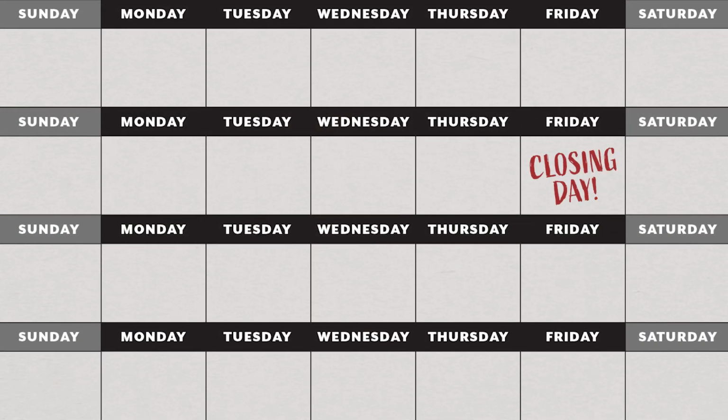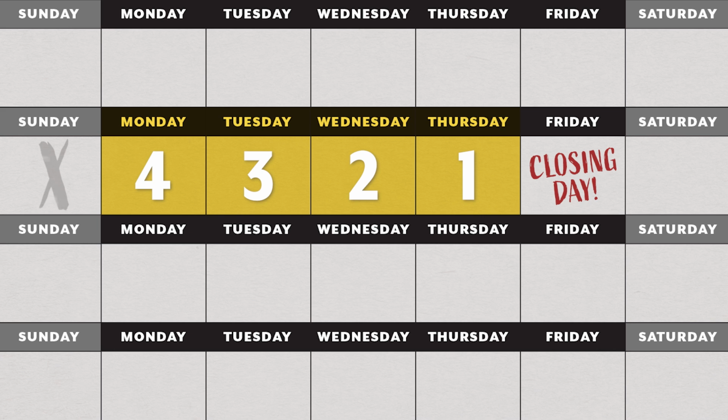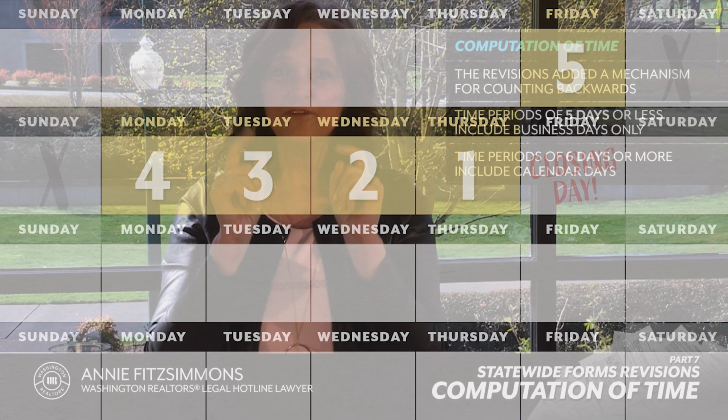So for example, if you're counting a 5-day period from Friday, day number 1 of your 5-day period would be Thursday. So Thursday is day number 1, Wednesday is day number 2, Tuesday is day number 3, Monday is day number 4. You're not going to count Sunday or Saturday. You skip over both of those days. Day number 5 is Friday the week before. If you're counting time periods of 6 days or more, then you count calendar days.